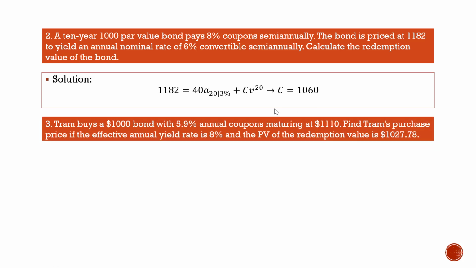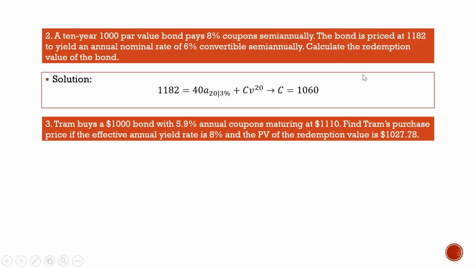Problem number 3. Trump buys a $1,000 bond with 5.9% annual coupons maturing at 1110. Find Trump's purchase price if the effective annual yield rate is 8% and the present value of the redemption value is 1,027.78.